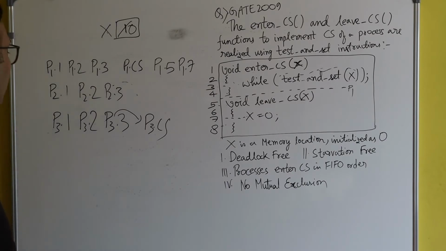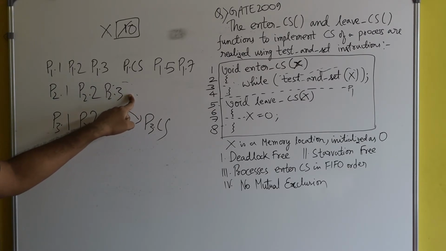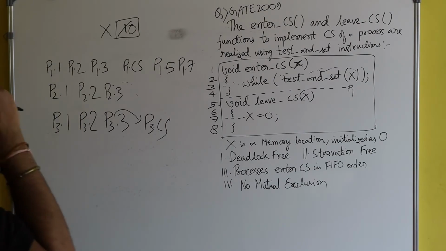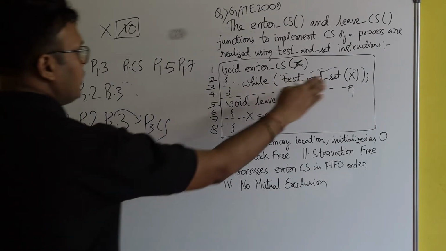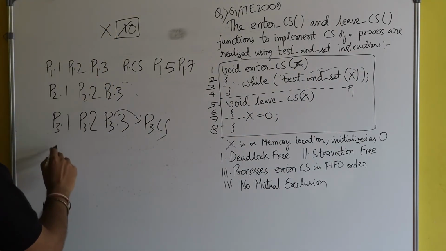So you see here, P2 came earlier than P3. Still P3 entered inside the critical section and P2 could not. Now P2 will again have to wait. Fine. And suppose now P2 is waiting. Okay. Now another process came.